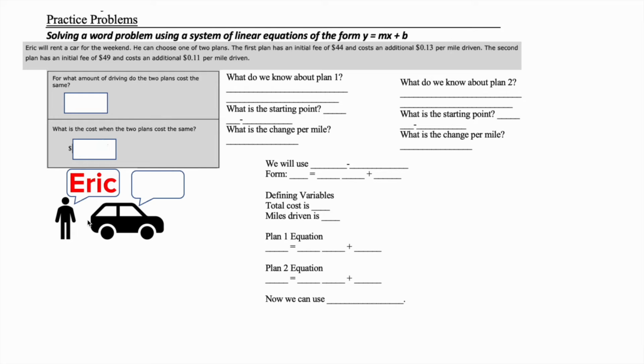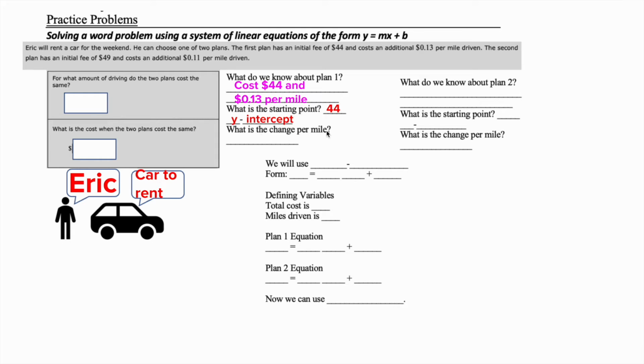So for this one, I'm just kind of visualizing, here's Mr. Eric and here's the car to rent, right? We can hopefully picture that even if we've never rented a car before. And what do we know about plan one? Well, I know it costs $44 and 13 cents per mile. They told me that up here. I'm just rewriting it so that I can kind of think about that. So what is the starting point? Well, no matter what, he's going to have to pay that initial fee of $44, right? That's his starting point. So that's his y-intercept, which remember in the equation, that's our b. That's the number that's being added or subtracted.